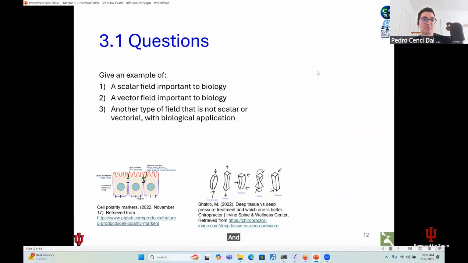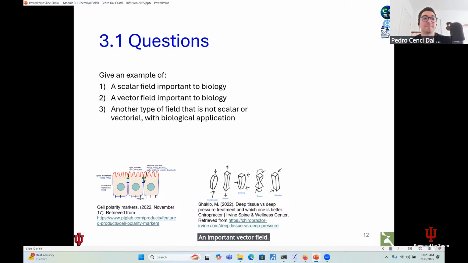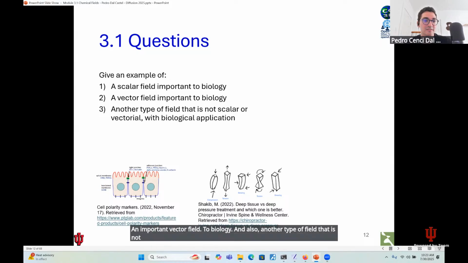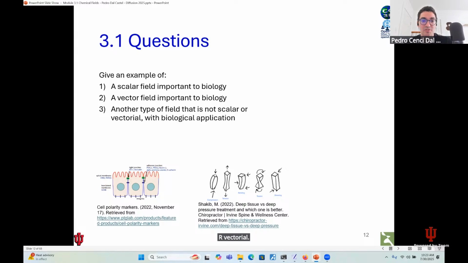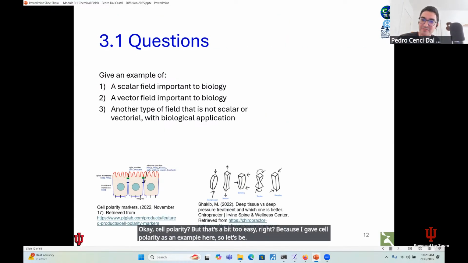And let's jump to some questions here. So give me an example in the chat of an important scalar field to biology, an important vector field to biology, and also another type of field that is not scalar or vectorial, also with a biological application. Okay, cell polarity. But that's a bit too easy, right? Because I gave cell polarity as an example here, so let's be creative.